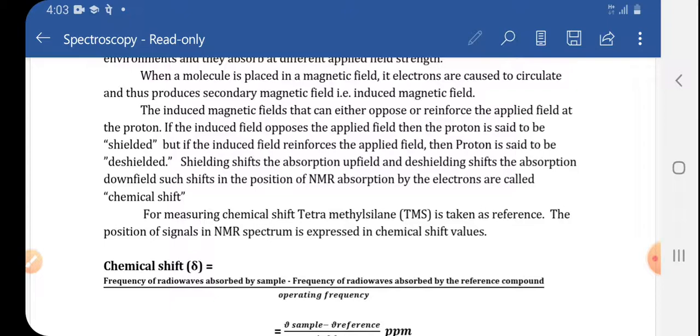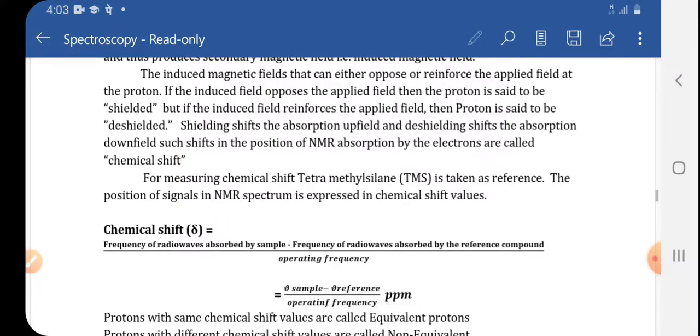Okay. Before discussing the shielding effect and de-shielding effect, first of all you should know the formula for the chemical shift value. For calculating the chemical shift value, you take one reference compound in the NMR spectrum. That reference compound is called tetramethylsilane, that is TMS.